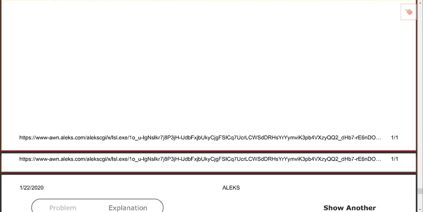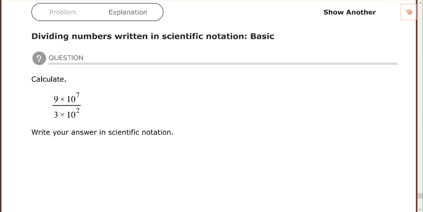Alrighty, and the final example for this video, I have 9 times 10 to the 7th divided by 3 times 10 to the 2nd. So the same thing, divide your numbers as you normally would, 9 divided by 3, and then use your quotient rule here, always subtracting from the top. So minus 2, so 3 times 10 to the 5th.